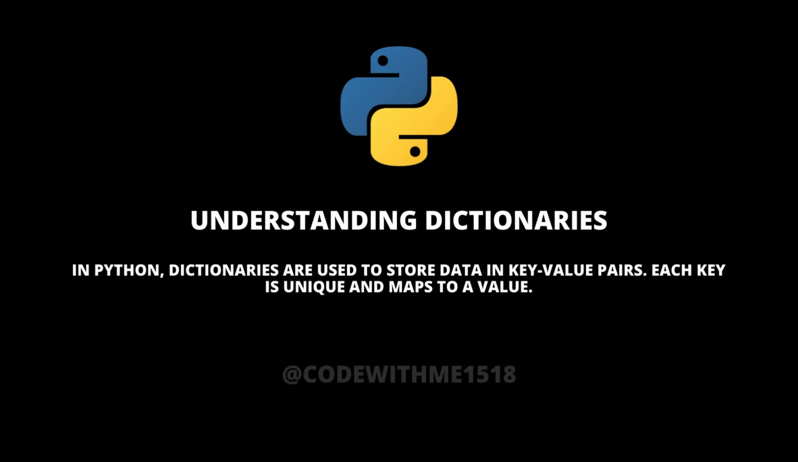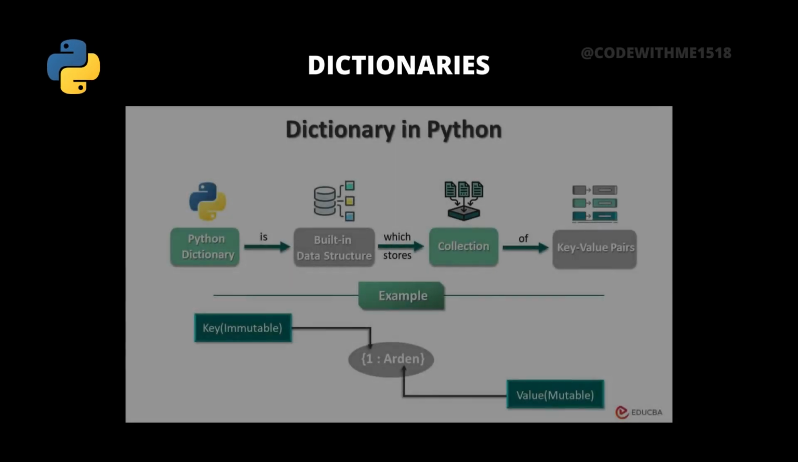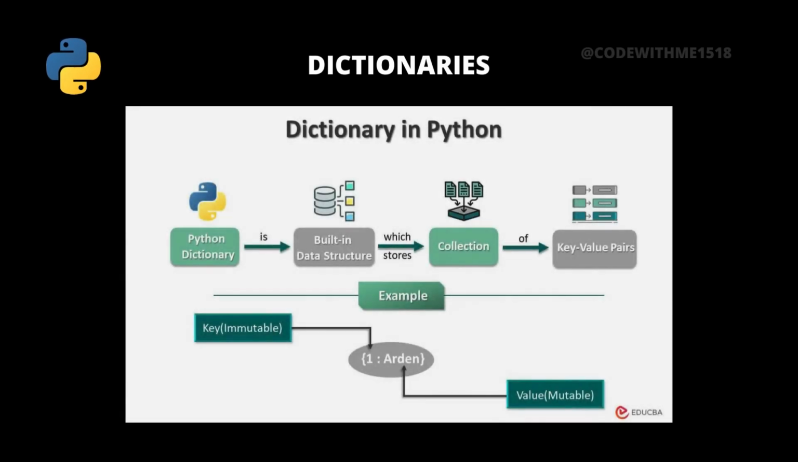In Python, dictionaries are a collection of key-value pairs. They are used to store data values like a map, which, unlike other data types that hold only a single value as an element, hold key-value pairs. Each key in a dictionary must be unique.